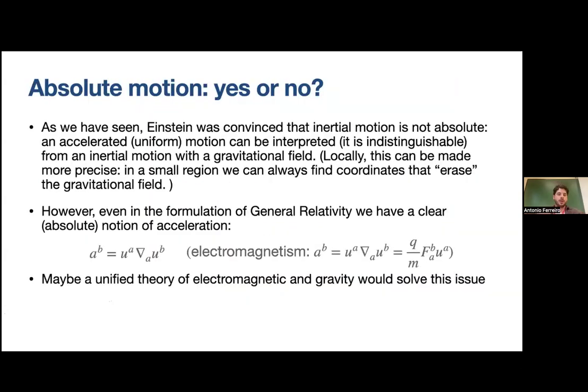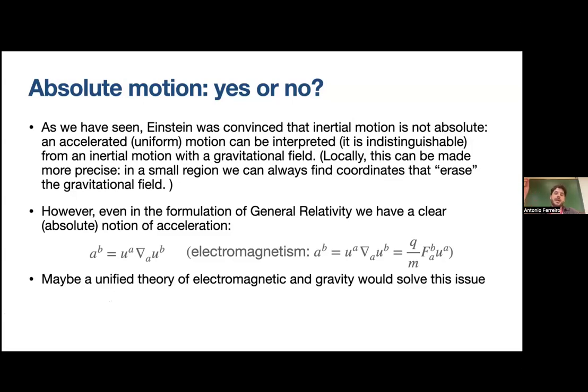Okay, so now I said more or less what Einstein was trying to do. At the end of the day, he constructed a theory, and after the publication in 1915, a lot of discussion came to think, okay, did Einstein really accomplish that? Did he really relativize motion as was his dream or not? As we have seen, Einstein was convinced that inertial motion is not absolute. An accelerated uniform motion is indistinguishable from an inertial motion with a gravitational field.